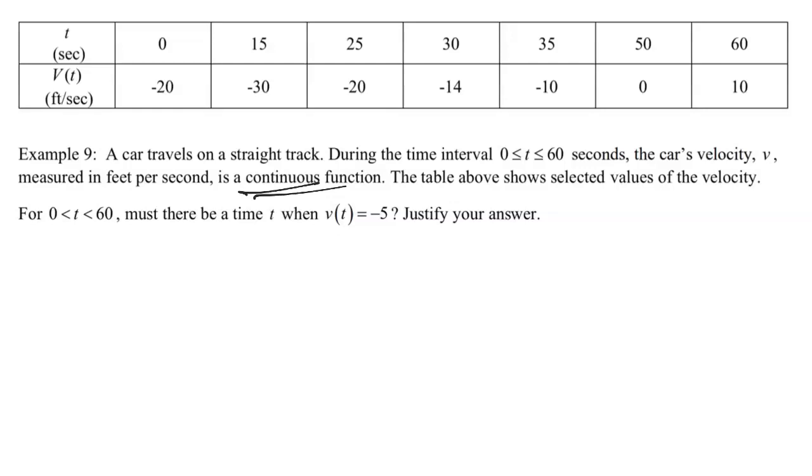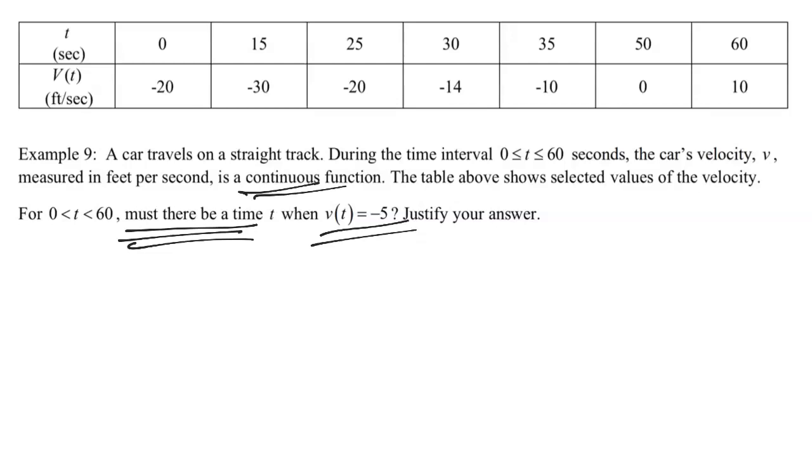The table above shows selected values of the velocity v of t. From 0 to 60, must there be a time t? Now that language right there, I'm just going to try to train you up early here. That language is what you should look for and then think, should I use intermediate value theorem here? And so let's look here. Is there a time when v of t has to equal -5?